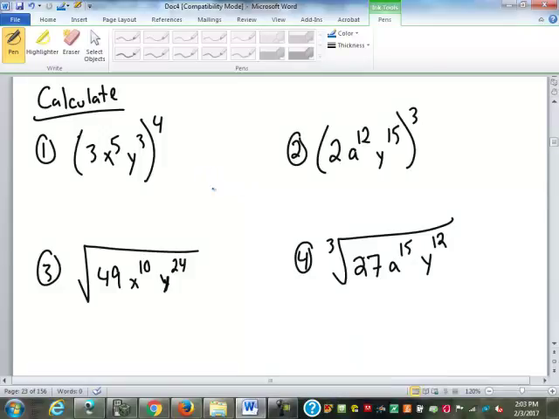Okay, let's see how you're doing so far on these. I realize that some of you haven't had a chance to finish them yet. We're going to start out with number 1 here.